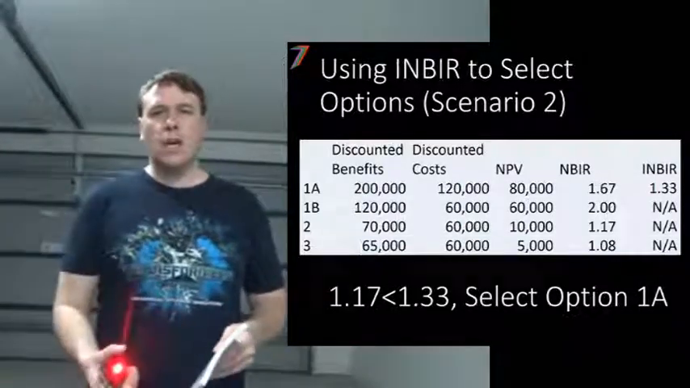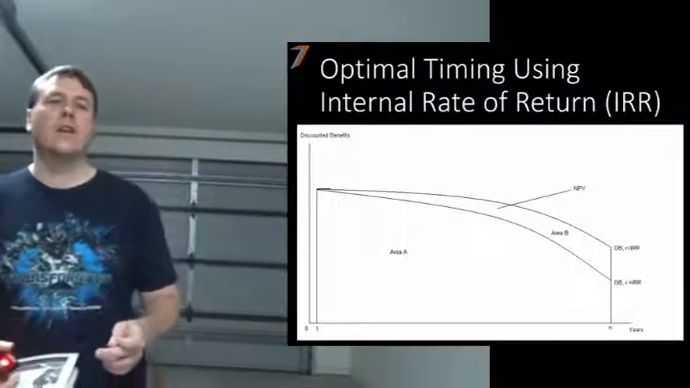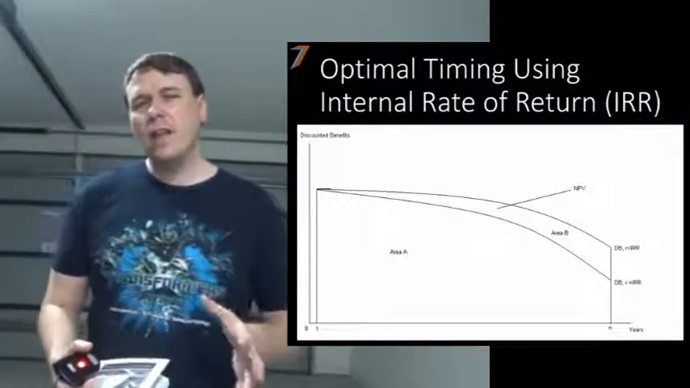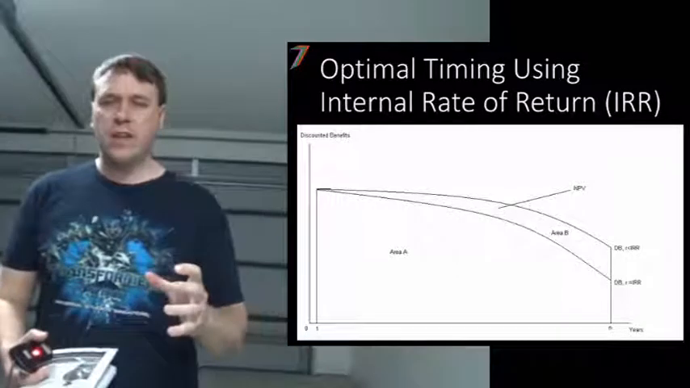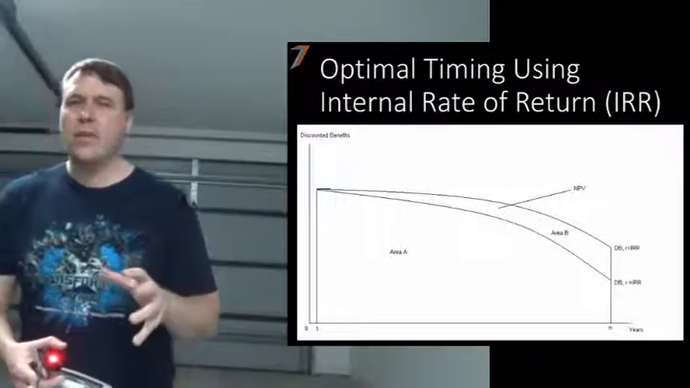Okay, how about optimal timing? And this is an interesting one as well. They use first year rate of return. I don't really like it. What I've got here is internal rate of return. And this is quite a unique approach that we've got here.